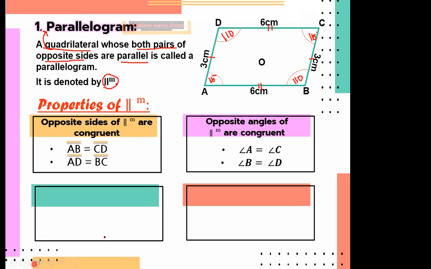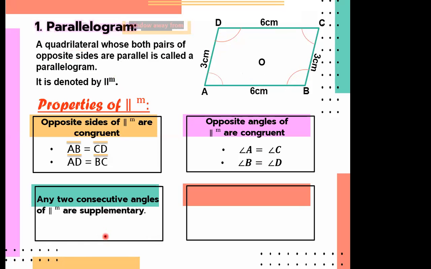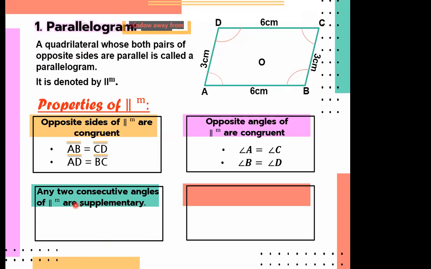Okay, now I'm erasing everything. Now move on to the third point: any two consecutive angles of a parallelogram are supplementary. Now, what are consecutive angles? This angle A and angle B are consecutive. Then the consecutive angle of B will be C, C will be D, and D will be A. So these are called the consecutive angles.